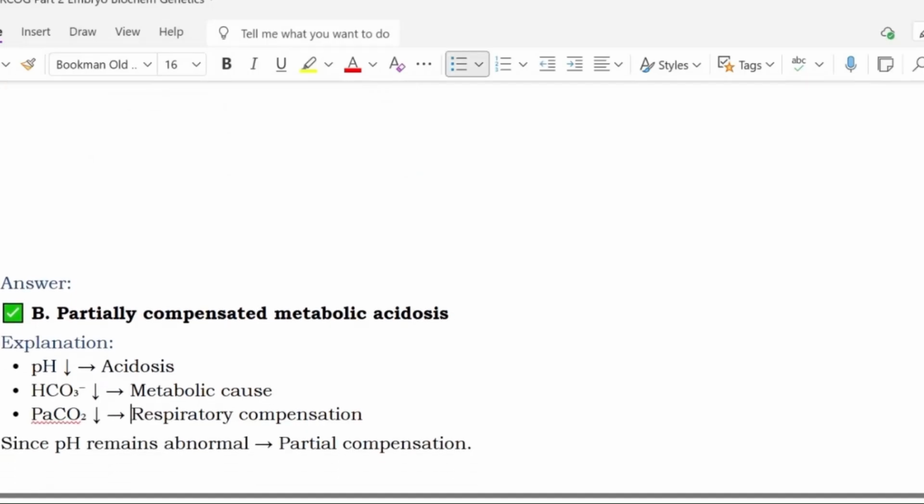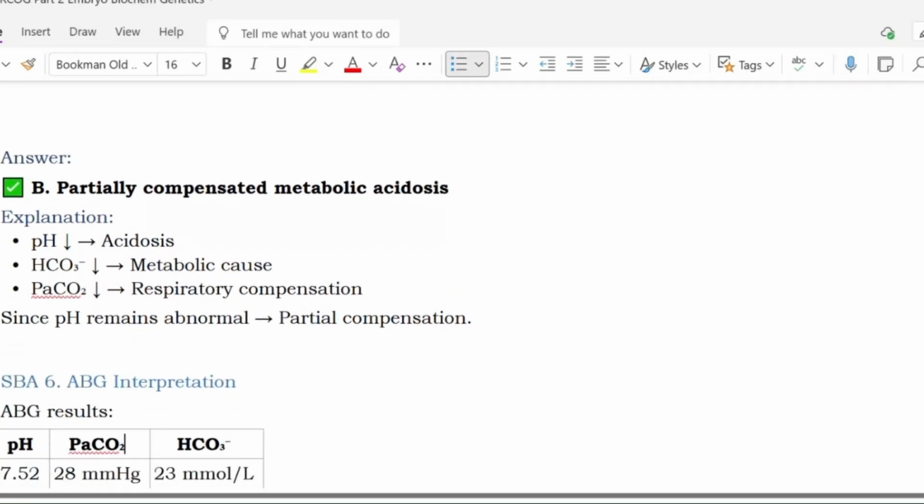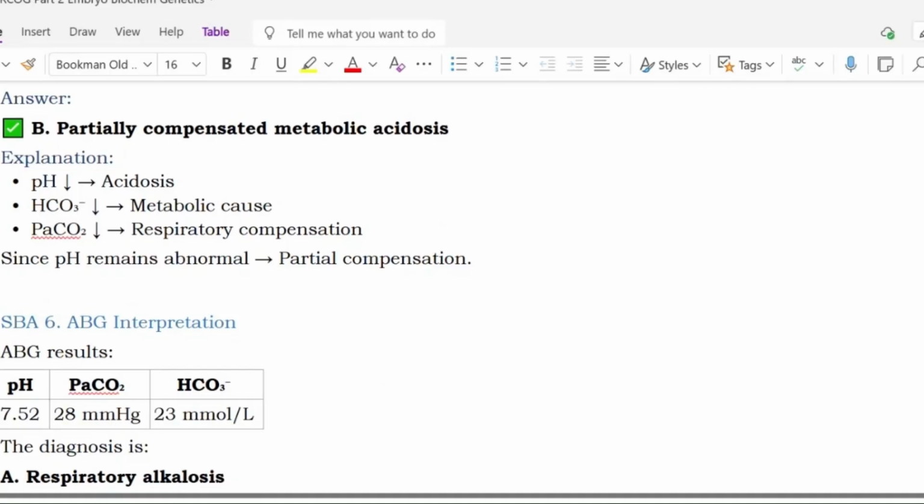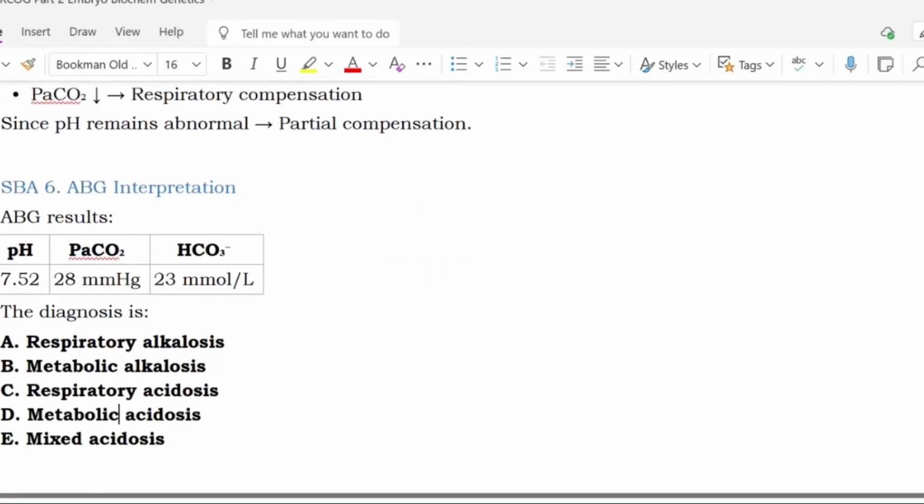Partially compensated metabolic acidosis: pH is reduced, so there is acidosis. Bicarb is reduced, so the cause is metabolic. PaCO2 is reduced, which is respiratory compensation. Since pH is still abnormal, that means there is partial compensation. All these three are reduced, but still pH is abnormal. That is why it is not full compensation.